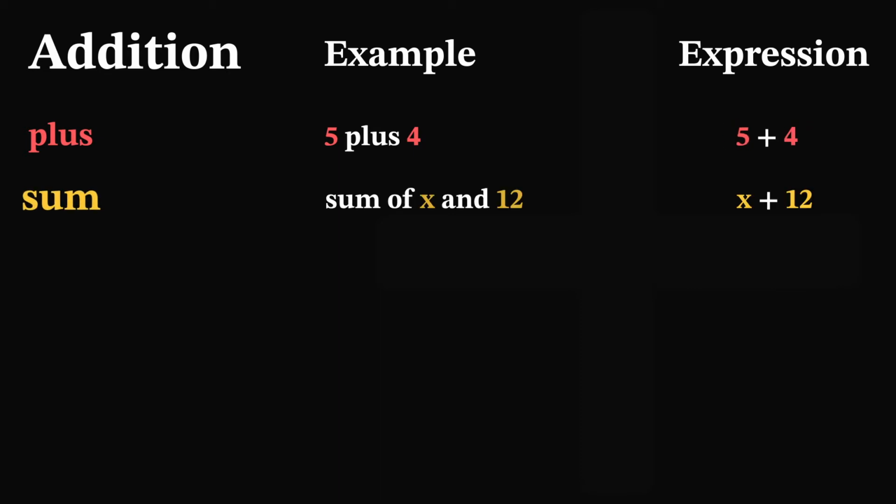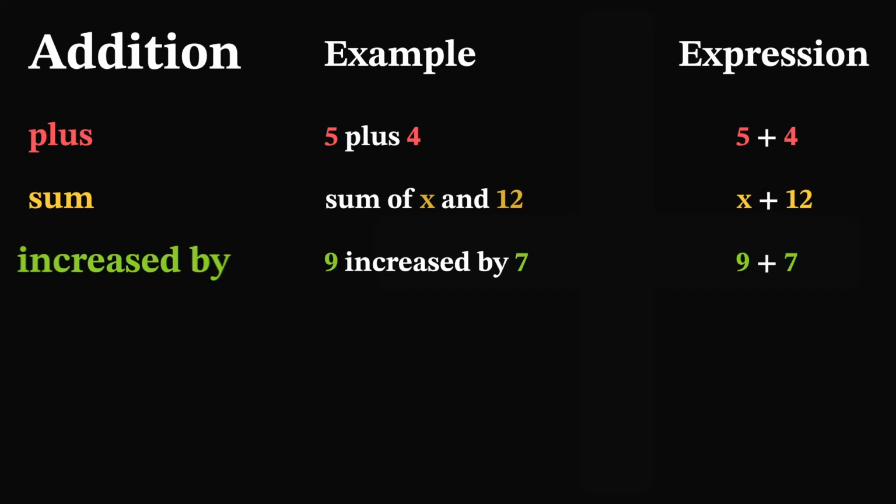Next we have the word sum, and the word sum is the result of addition. So when we hear that, we should be thinking addition. An example is the sum of x and 12. Now we want to pay attention to the words of and. So in this case, the sum of x and 12. Now when you see of, it's telling you, okay, let's take a look at the next 2 numbers or groups of numbers. And then we have x and 12. That and separates those 2 numbers. So we can see the expression as x plus 12.